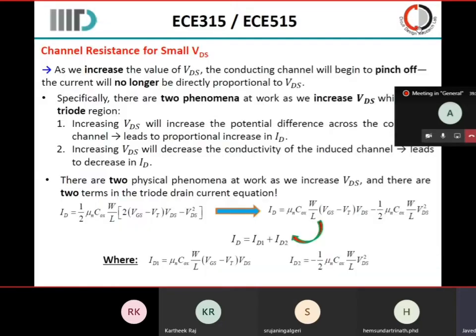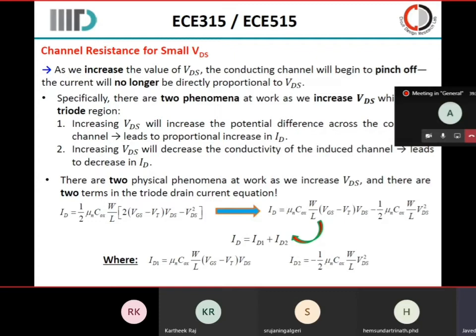So what is the channel resistance for small VDS? When we do discuss small VDS, we are already discussing the linear mode. As we increase the value of VDS, the conducting channel will begin to pinch off. The current will no longer be proportional to VDS.